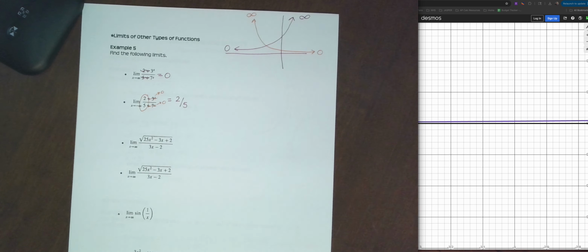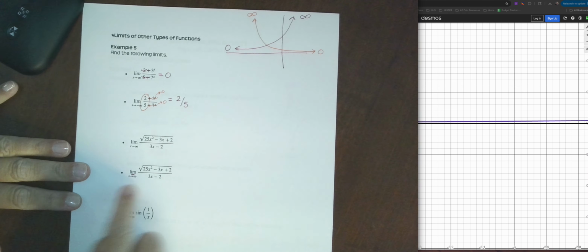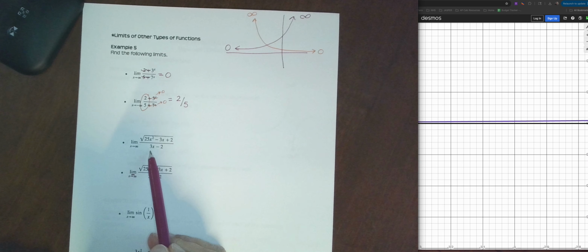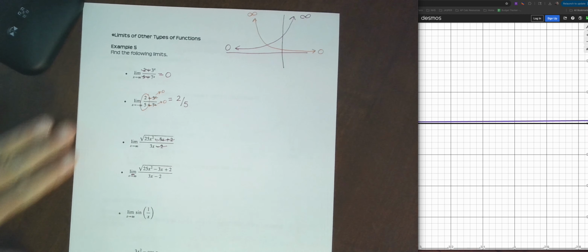Okay, the next two are a similar type of situation, and actually I think there's a typo. One of these should be negative infinity. Let's make this one down here a negative infinity, and let's talk about what's going to happen here. So we're going to do the same thing here where we say we don't care about the small stuff, right? I don't care about this stuff. I don't care about the minus 2.